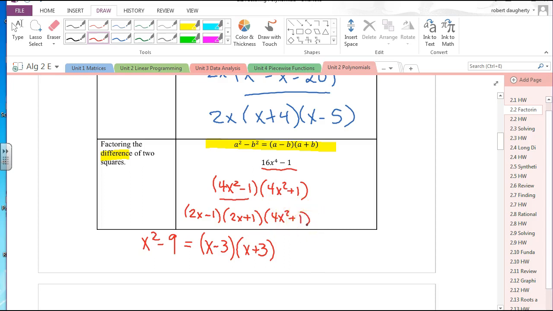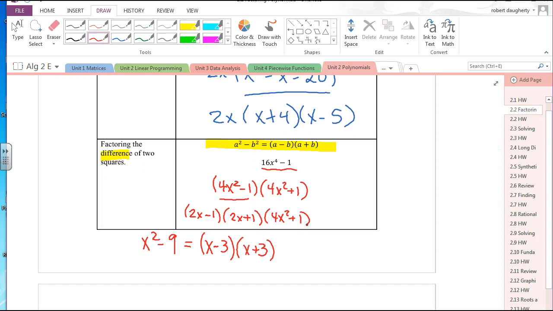So when you come to difference of squares, every time you see a subtraction and it's a perfect square, you have to say, well, I can factor that, okay? So again, the square root of 16x to the fourth was 4x squared. So this is 4x squared minus 1, 4x squared plus 1. Square root of this is 2x. So 2x minus 1, 2x plus 1. That's the complete factorization for that one.